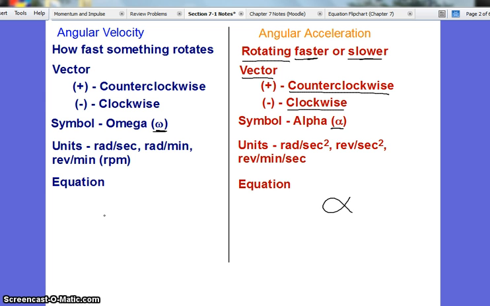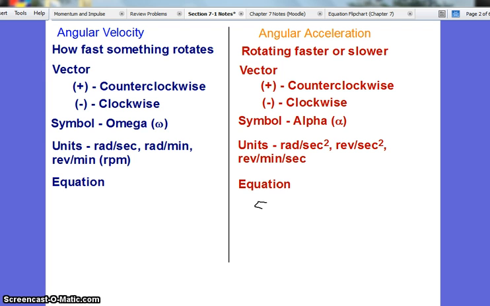Now instead of meters per second squared, we're going to have an angle divided by a time squared. So we'd have something like a radian per second squared, the most common, revolution per second squared, or even a revolution per minute per second, as long as it's an angle divided by a time again.